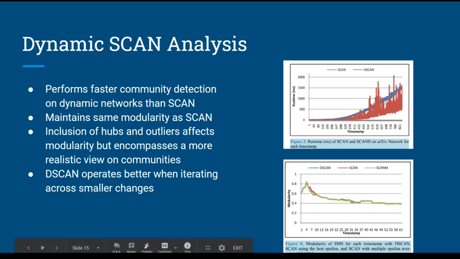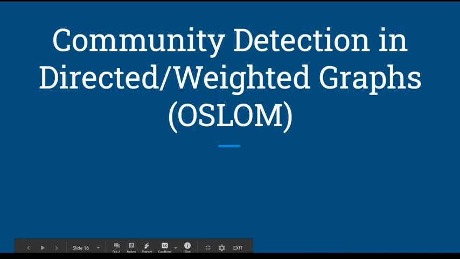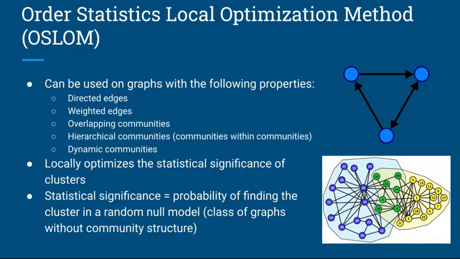And now we'll move on to another proposed algorithm, OSLOM. The order statistics local optimization method is another community detection algorithm. It can be used on graphs with directed edges, weighted edges, overlapping communities, hierarchical communities, and dynamic communities, as opposed to other methods that are limited to undirected graphs.